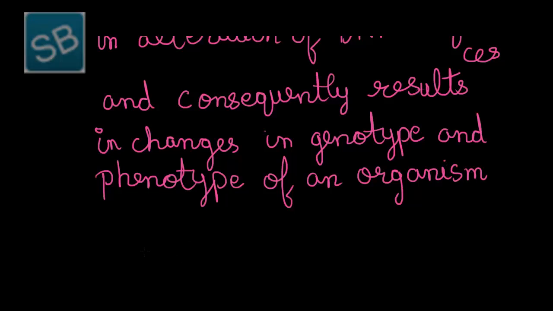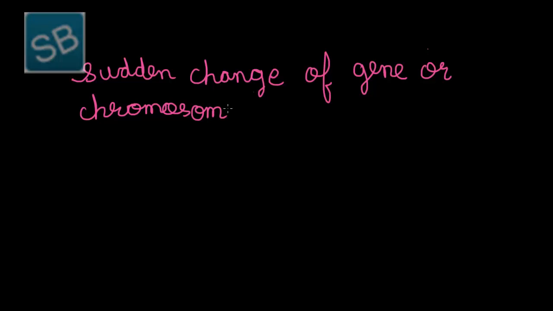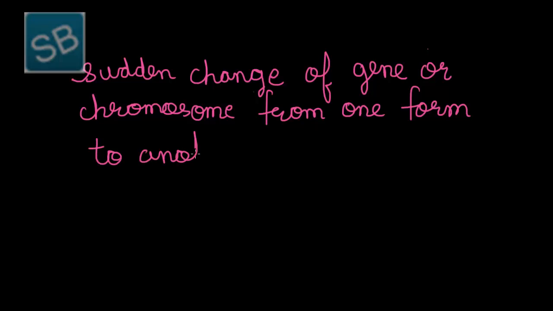Or in other words, we can define mutation as a sudden change of a gene or chromosome from one form to another. That is, the entire change in the chromosome structure or number that converts it entirely into another form. Thus, this produces an alteration in the character.